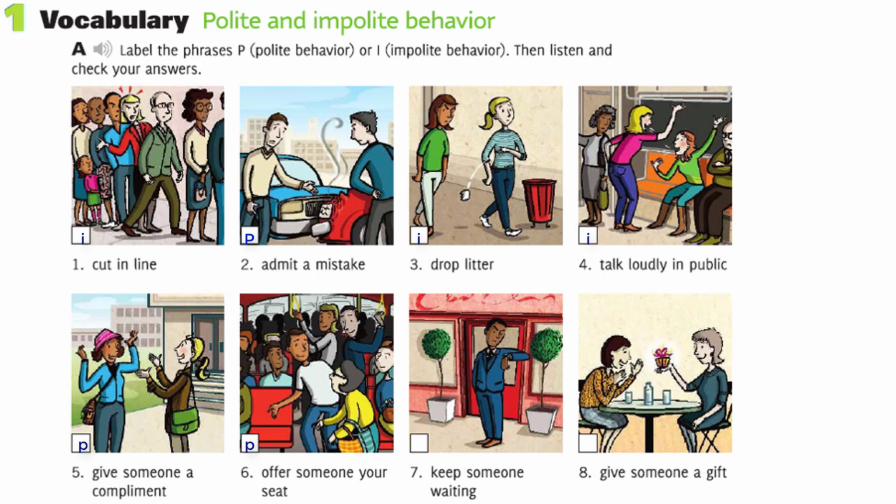Number 7, this person looks like he's getting mad or angry, and he's looking at the clock. It looks like someone is keeping him waiting, or someone is late. So to keep someone waiting is impolite behavior. Number 8, these 2 women are talking, and it looks like she's giving the other person a present. You can tell it's wrapped and it has a bow on top of it. So if you give someone a gift, that can be considered polite behavior.